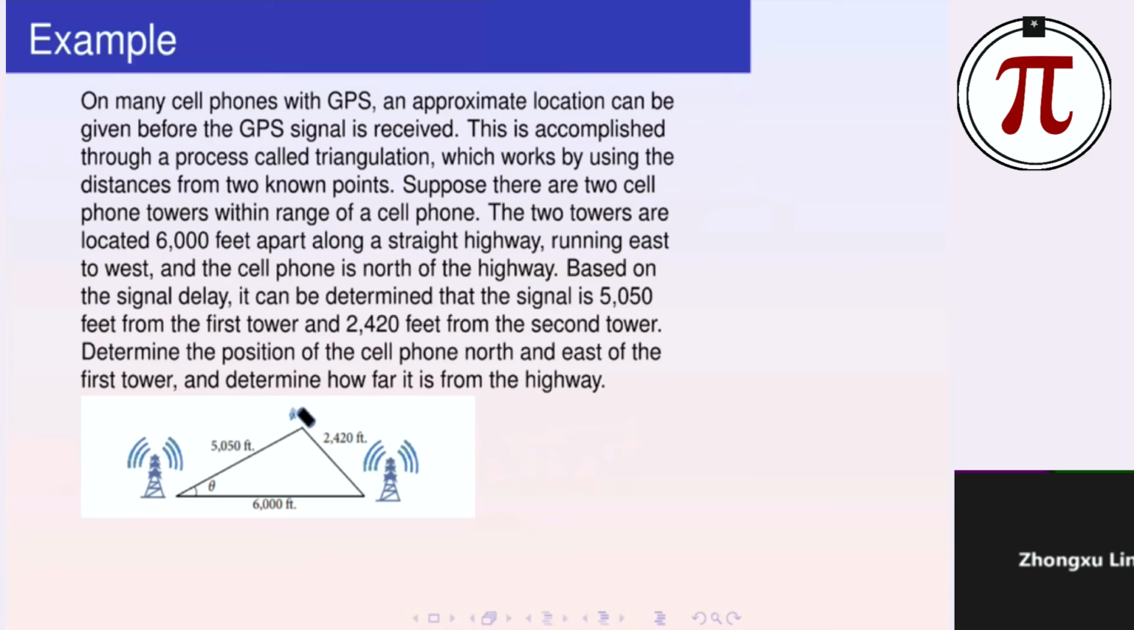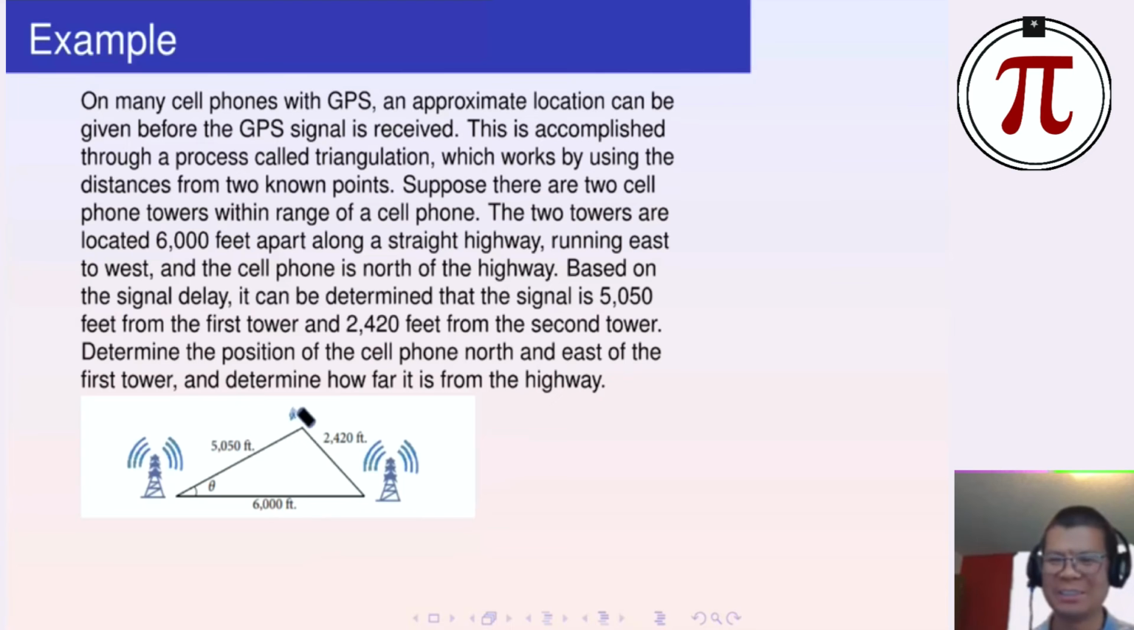All right, so now this is a very interesting application, right? So how the GPS can locate the cell phone. So how can you use these towers to locate a cell phone? Usually the person carries a cell phone, right? So you can locate the location of a person or a vehicle.